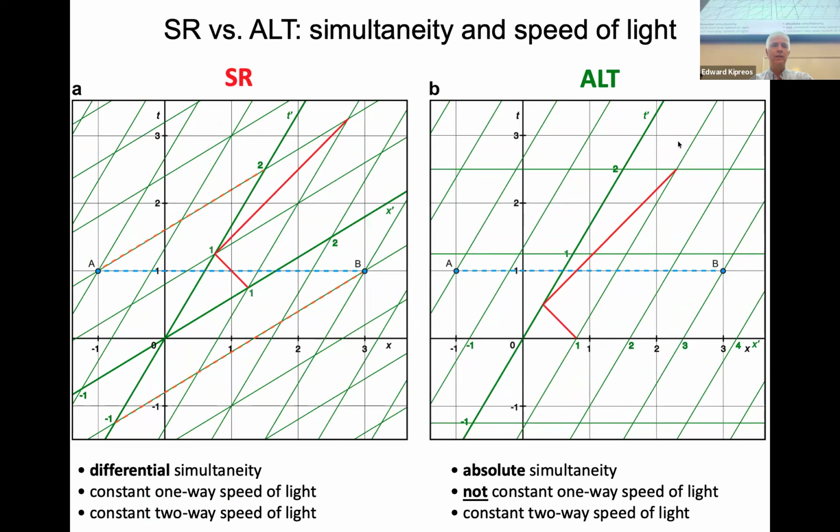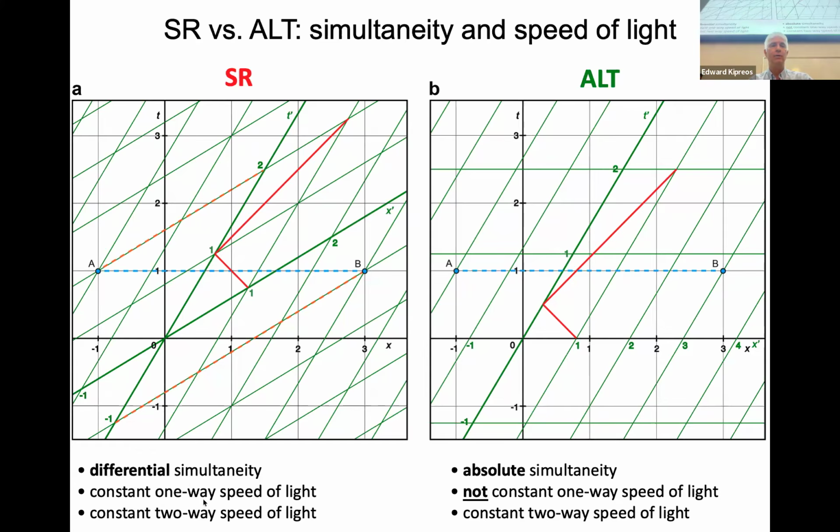So let's look at some aspects of that. So here we see event A and B are simultaneous in the stationary frame, but they're not simultaneous in the moving frame. This one's actually at time -1, and this one's actually at time +2. But here for alt, events A and B are simultaneous for both the stationary and the moving observer.